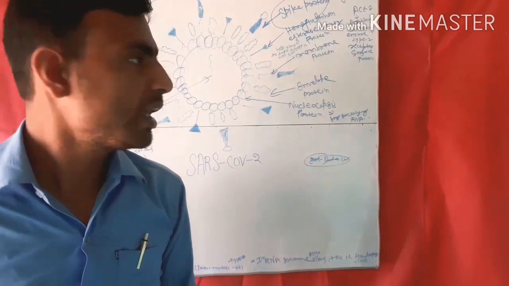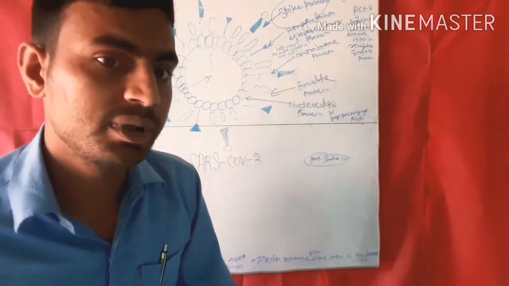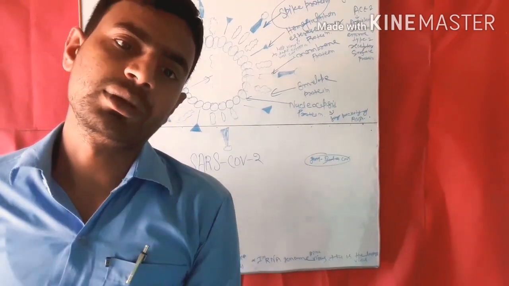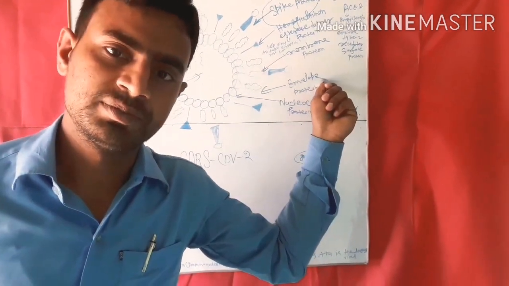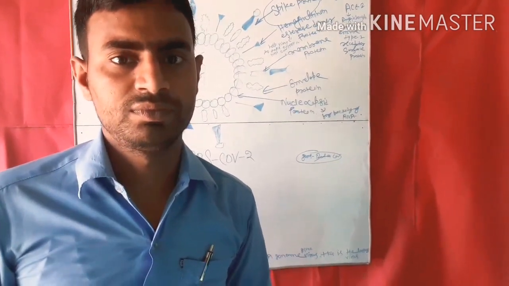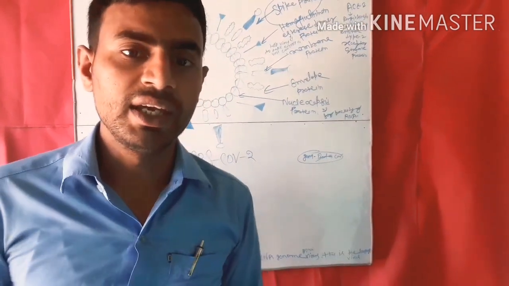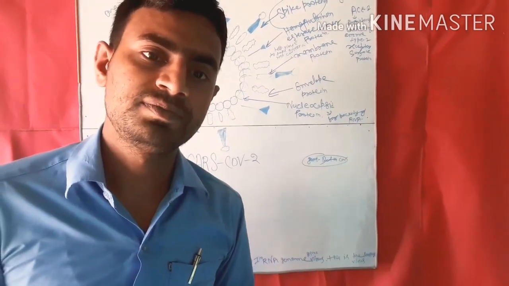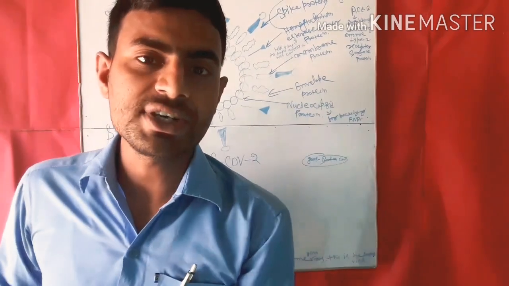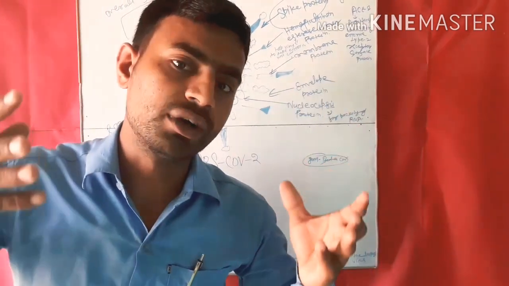Okay, in whichever system this ACE type 2 is present, that system is susceptible to effects from COVID-19. But the parts most affected by COVID-19 are the respiratory system and the excretory system, not the testis and not the neurons.